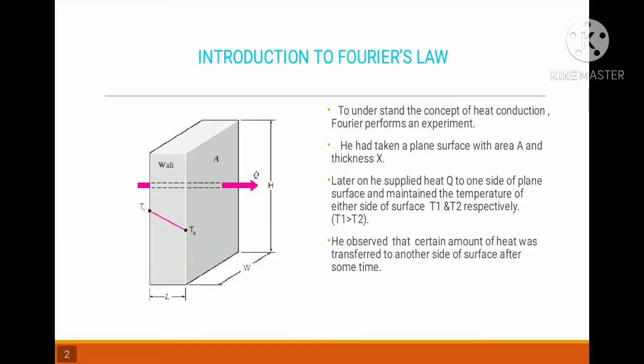To understand the concept of heat conduction, Fourier performed an experiment. He took a plane surface wall which has a cross-sectional area A and thickness x. Later on, he supplied heat Q to one side of the plane surface and maintained the temperature of either side of the surface as T1 and T2, as shown in the figure. One point to note is that T1 is greater than T2.